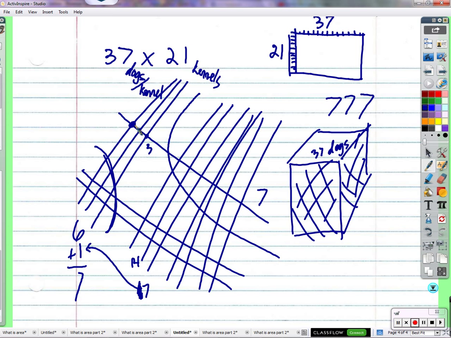Not quite. Let's look at what this line represents. Just this one line. 10. It represents 10. Everybody agree with it? It represents 10? Yes. What does this one represent? 10. And this one? 10. What do all of them together represent? 30. 3 tens. 1, 2, 3 tens. That's how many tens there are.